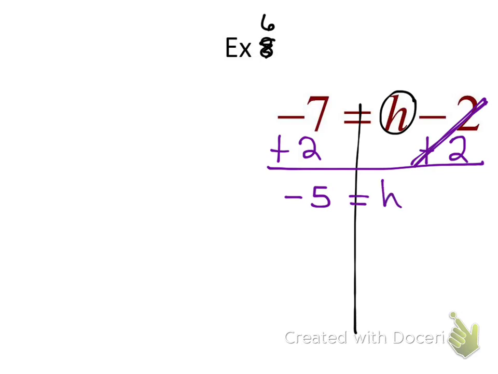Now, I don't want my variable written on my right side. When we start doing graphing, you're always going to set up your equation with the variable on the left, and you're going to solve on your right. So let's flip this around. When I flip my answer around, what does it look like? H equals -5. Good. Questions? All right, let's keep moving then.